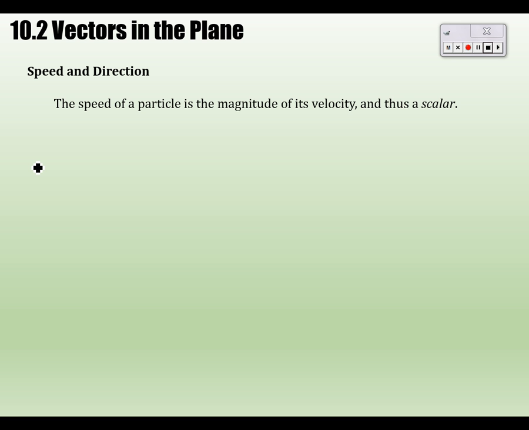All right, so now we get to talk about speed. So let's talk about speed and direction. The speed of a particle is the magnitude of the velocity vector. How do you find the magnitude of a vector? Well, you do this, right?